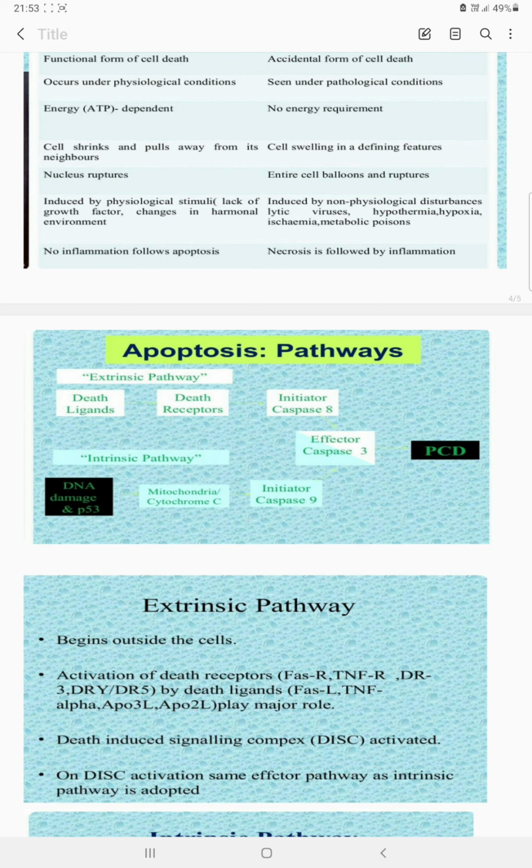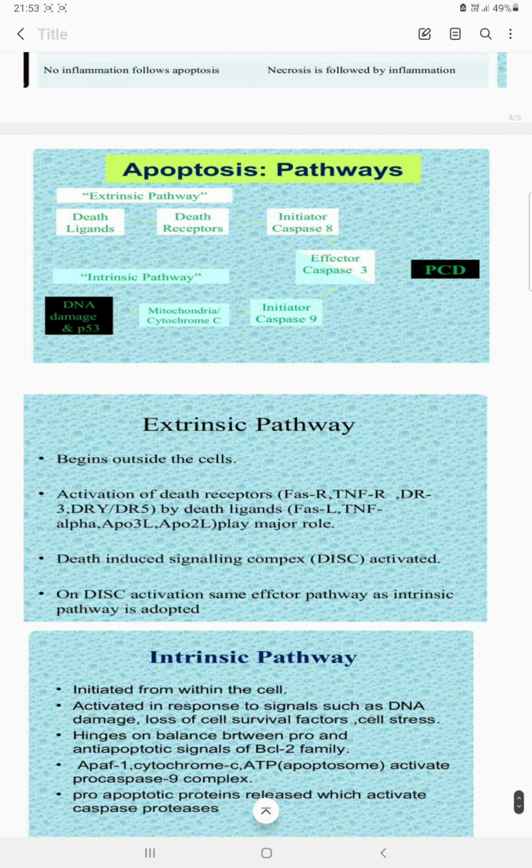Now let's talk about the pathways of apoptosis. Apoptosis has two pathways: the extrinsic and the intrinsic. The extrinsic pathway involves the death ligands, the death receptors, initiator caspase 8, and effector caspase 3. The intrinsic pathway involves DNA damage and p53, mitochondria and cytochrome C, and initiator caspase 9.